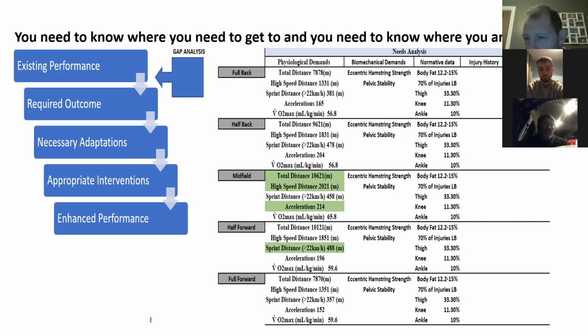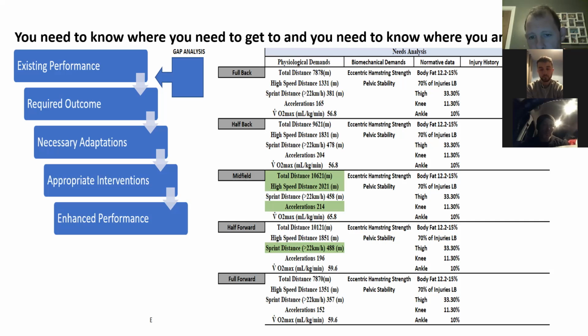And we know that midfielders have the highest workloads, right? So they have the highest total distance, the highest high speed distances, the highest number of accelerations. And think of it this way: if you accelerate, you have to decelerate. When you decelerate, you have eccentric loading, you have braking forces, and most non-contact injuries will happen under eccentric load, okay? So we know that they have to be highly robust, that they have to be highly fatigue resistant, right?